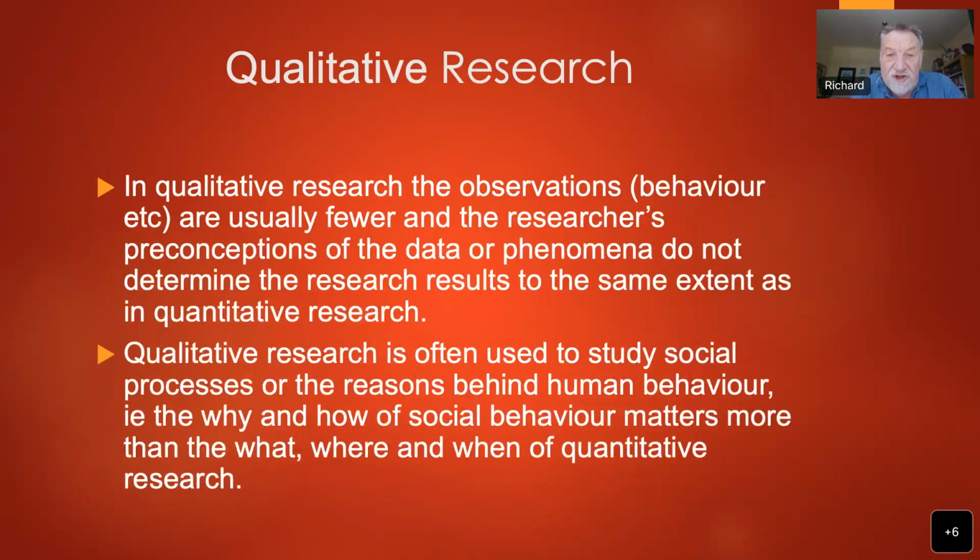In qualitative research, the observations, behavior, etc., are usually fewer, and the researcher's preconceptions of the data or phenomena do not determine the research results to the same extent as in quantitative research. So this is a situation where you don't have so many preconceptions about what you're going to find. It's often used to study social processes or the reasons behind human behavior. The why and how of the social behavior matters more than the what, where, and when of quantitative research. Next slide.